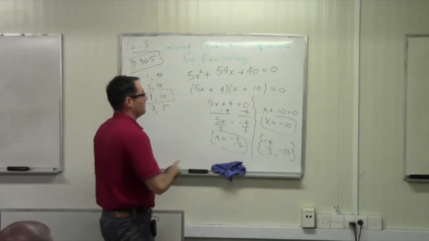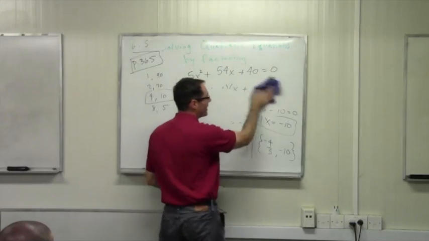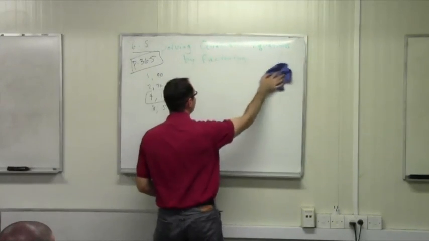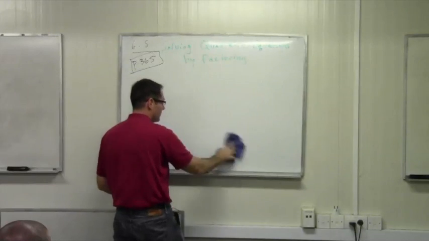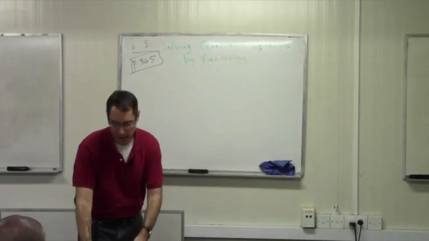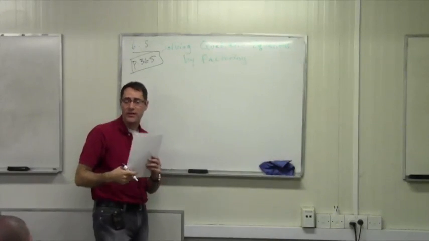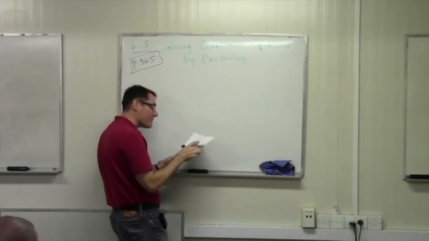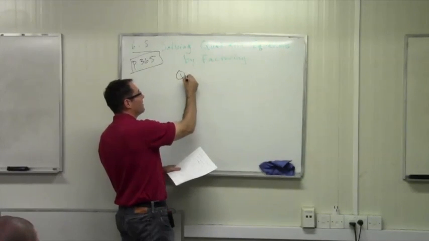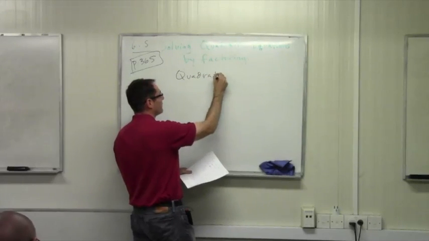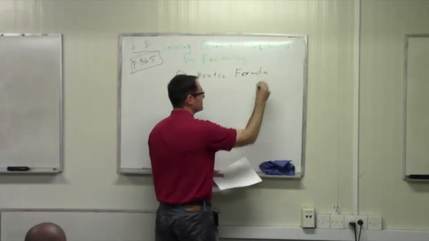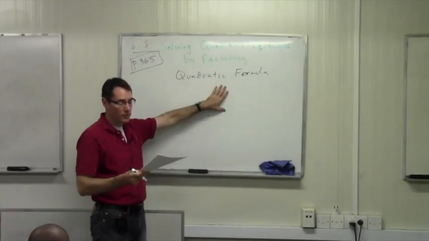OK. All right, so now we know how to do this with factoring. But what happens if you can't factor the quadratic? Sometimes you just can't do it with integers. It's not going to work, OK? Well, we have this thing called the quadratic formula. Dun, dun, dun, right? The quadratic formula.